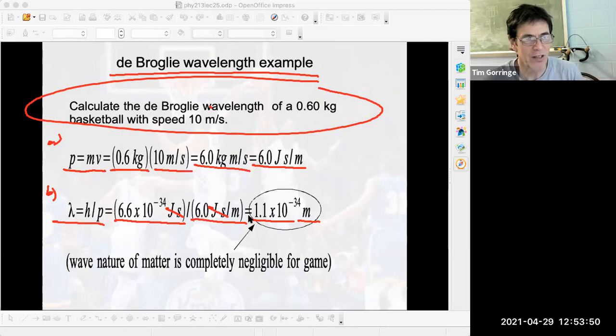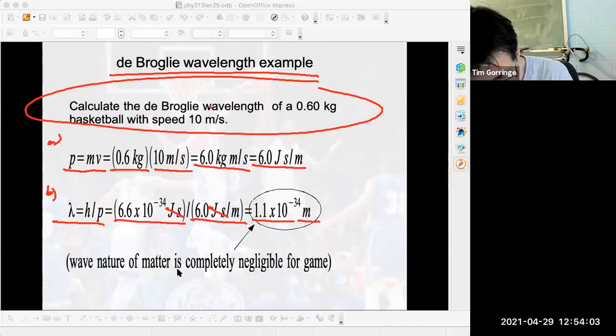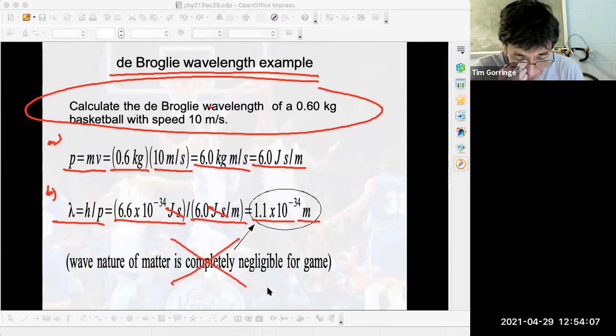That's smaller than the size of an atom. That's smaller than the size of a nucleus in an atom. That's smaller than the size of a proton or a neutron in a nucleus in an atom. So it's tiny, tiny, tiny. We're not going to see that. And so that's why we don't have to worry about the wave nature of basketballs when you're playing a basketball game.